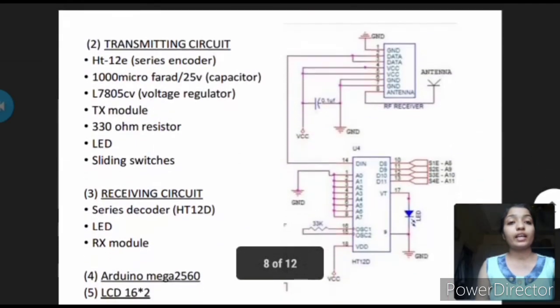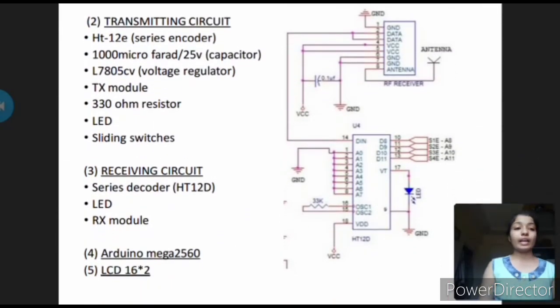Second one is the transmitting circuit. Our RF transmitter module consists of a serial encoder, capacitor, voltage regulator and sliding switches, as shown. We cannot use parallel data for the transmitting module, so the serial encoder converts parallel data into serial data. The voltage regulator is used for constant output voltage. The sliding switch is used to transmit the signal.